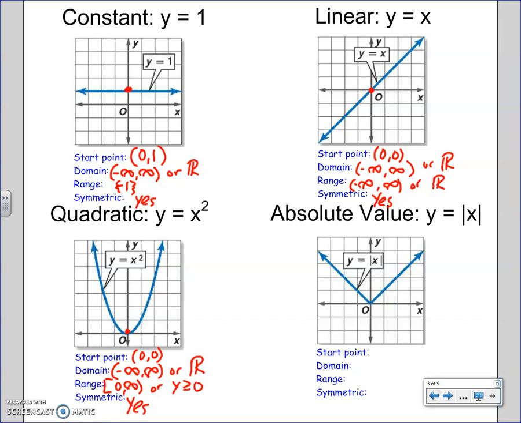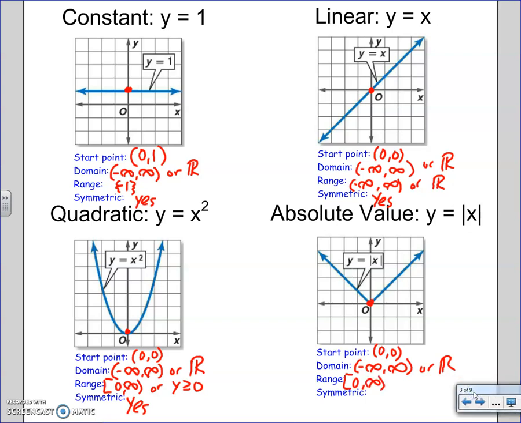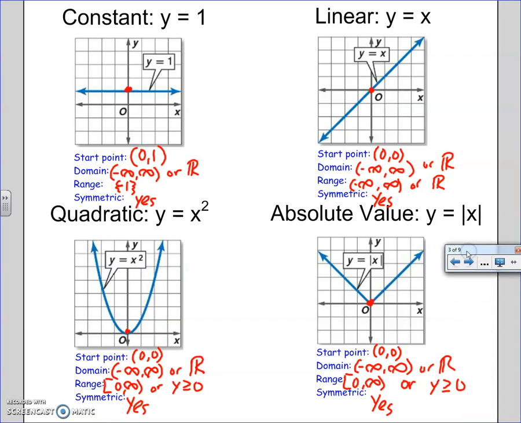Absolute value is a V shape. Its starting point is 0, 0. Domain, how far left is negative infinity. How far right? Positive infinity, or all real numbers. The range, how low is 0, closed. How high? Positive infinity. So we say 0 to infinity, or we can say y is greater than or equal to 0. Is it symmetric? Yes, it is. Now, we actually don't care too much about the constant, but look, the linear, the quadratic, and the absolute value all have the same starting point, 0, 0. They go through the origin, and look at the domains and the ranges.